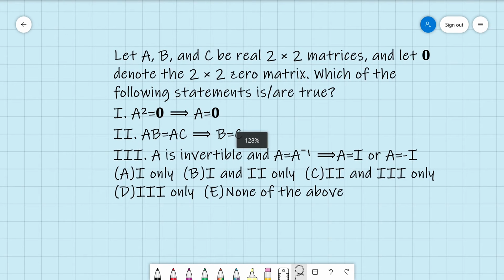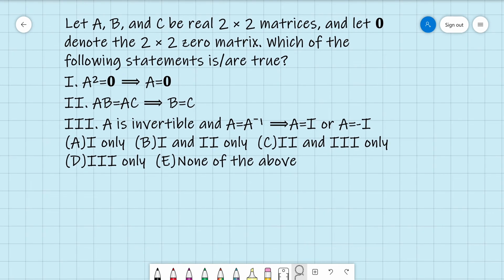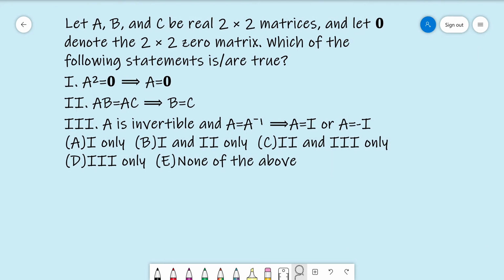This question doesn't really require you to do much math. It just needs you to be familiar with some properties of matrices and have this sort of toolbox of special matrices that act in unusual ways. So we're told that A, B, and C are 2 by 2 real matrices, and 0 is the zero matrix. And then we're asked which of these three properties is or are true.